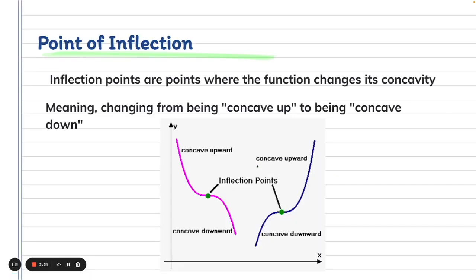Point of inflection. Inflection points are points where the function changes its concavity. Meaning that it changes from being concave up to being concave down. As you can see in this graph, it is concave upwards and concave downwards. And this would be the inflection point right here.